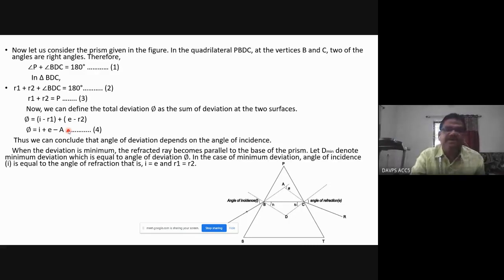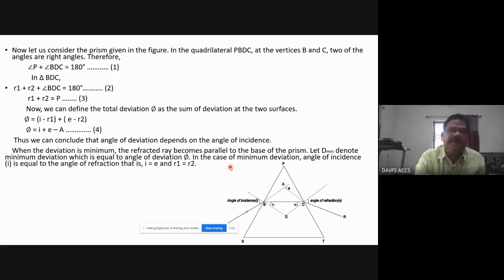When the deviation is minimum, so what will happen? That is phi equal to I plus E minus A. When the deviation is minimum, the refracted ray becomes parallel. In what case will this angle of deviation be minimum? When you get the minimum angle of deviation, this refracted ray is parallel to the base, and I will be equal to E. Angle of incidence will be equal to angle of emergence, and accordingly R1 will be equal to R2. This is the condition of minimum deviation: the refracted ray becomes parallel to the base of the prism.